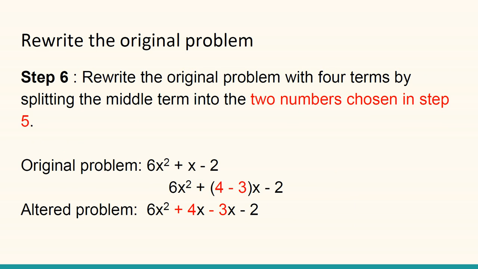So next, we rewrite the original problem. In order to factor by grouping, we need 4 terms. So we rewrite the equation using the factors from the previous step. Is there another way to factor 6x squared plus x minus 2? This is not the only way to factor. There's many ways to factor out this expression, but for demonstration purposes, we're going to factor by grouping, as you will see in the last step. Just to let you know, there's no right or wrong way.